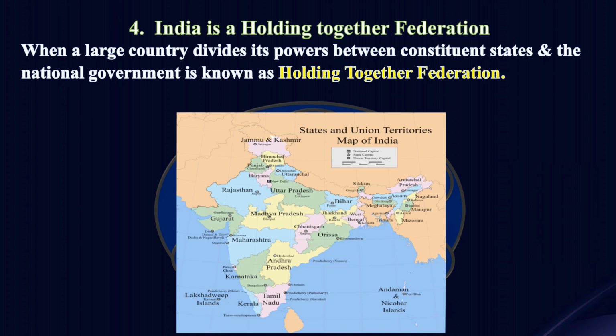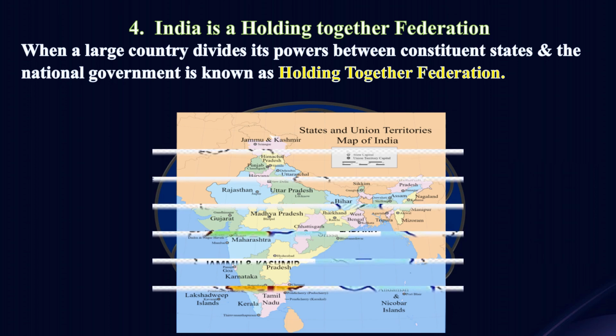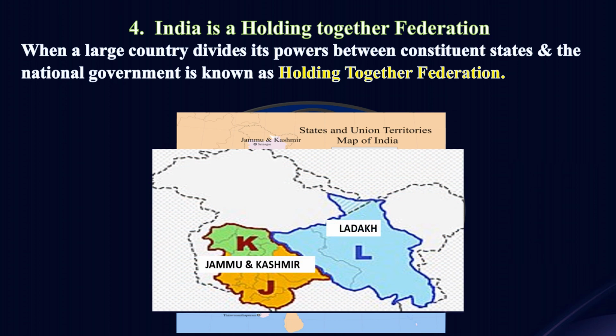For example, Jammu and Kashmir had been given special status. Jammu and Kashmir had its own constitution and many provisions of the Indian constitution were not applicable to this state. But this has changed after 31st October 2019. Now the state of Jammu and Kashmir has been divided into two union territories: the Union Territory of Jammu and Kashmir and the Union Territory of Ladakh.